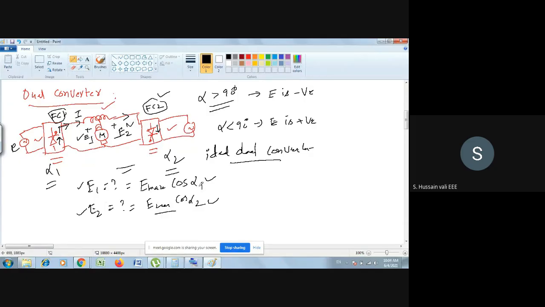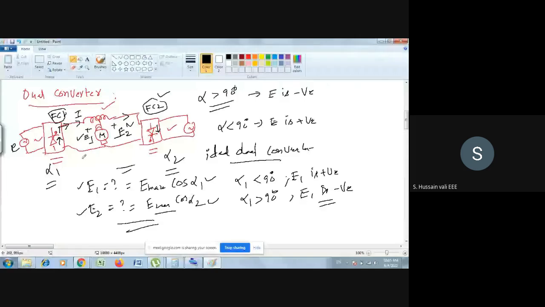You see yourself, whatever I said here: when alpha 1 is less than 90, it is the first quadrant. So in the first quadrant, E1 is positive. You check yourself. If alpha 1 is greater than 90, then E1 is negative. We are sure that E1 is negative because cos is negative in the second quadrant. So this is what I said now.